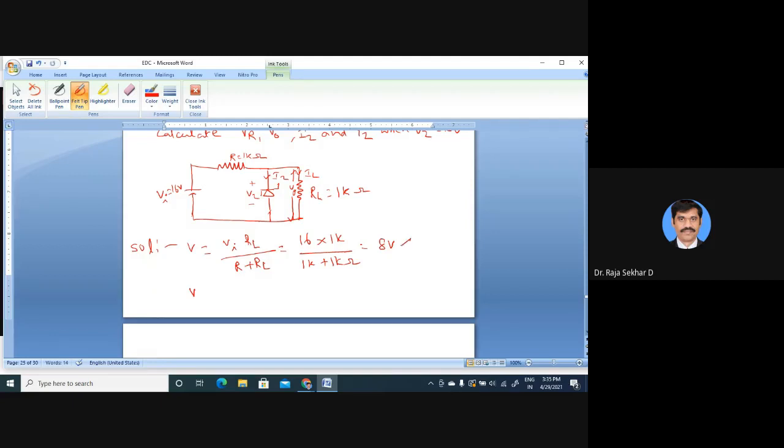Which is less than Vz? What is given? Vz is equal to 10 volts. So here V is less than Vz, which means what is the status of the diode? Reverse bias. A reverse bias means it is off. Diode is off.